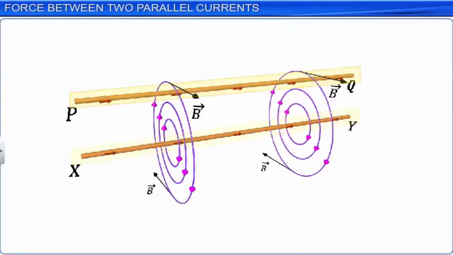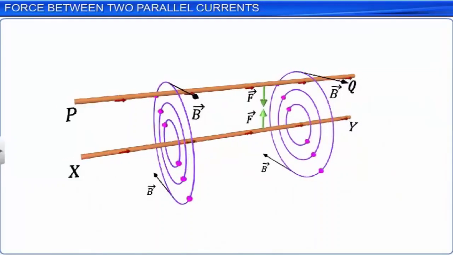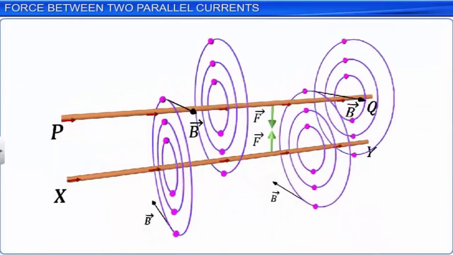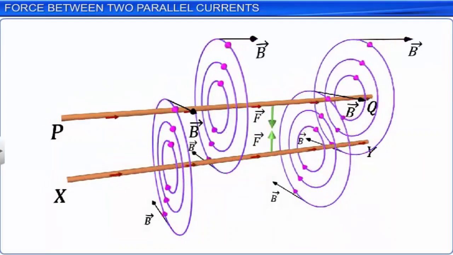Now, we will notice that due to the external magnetic field of the conductor XY, the conductor PQ experiences a magnetic force. This implies that there will also be a force on XY due to PQ in accordance with Newton's third law. From this, we can understand that two straight parallel current-carrying conductors placed close to each other exert force on each other, because they lie in the magnetic fields produced by one another.